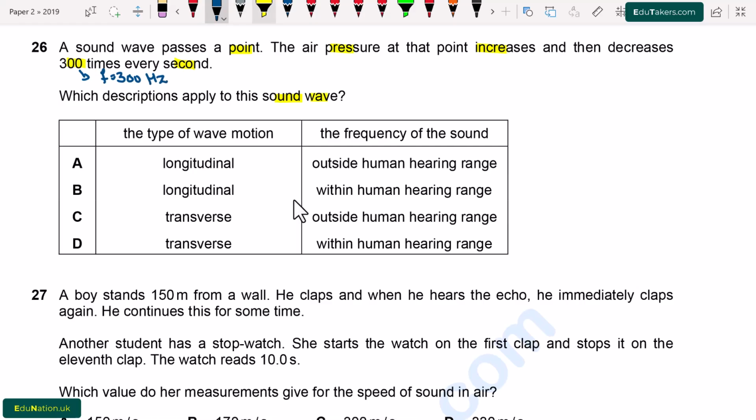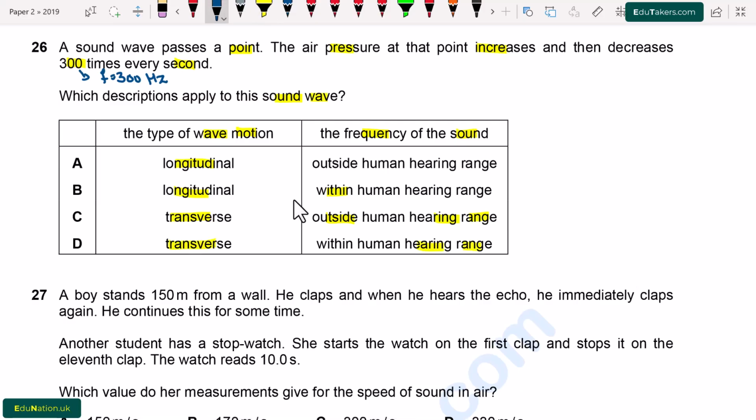Now we see the options. The type of the wave motion and the frequency of the sound wave. Option A, longitudinal, outside human hearing range. B, longitudinal, within the human hearing range. C, transverse, outside the human hearing range. D, transverse and within the human hearing range.